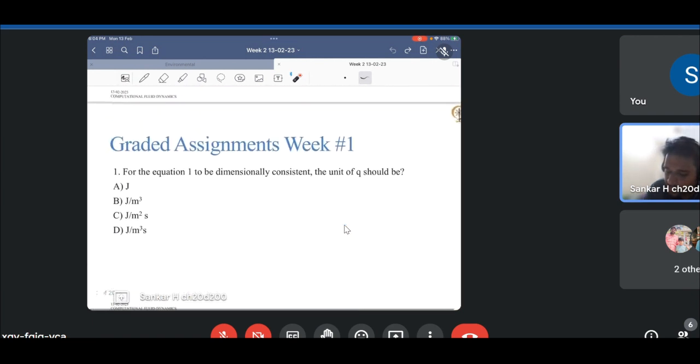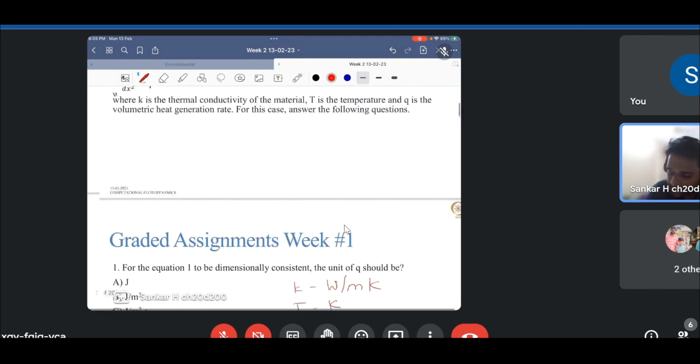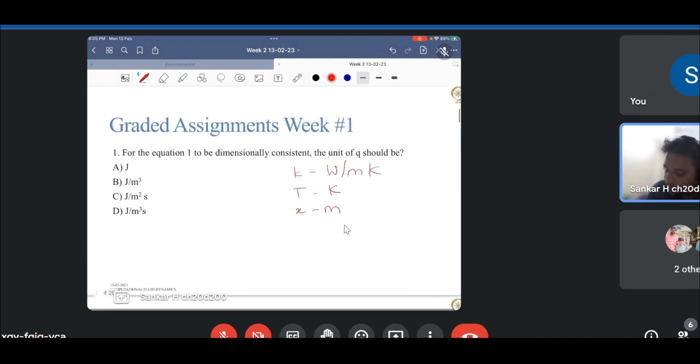The first question is, for equation 1 to be dimensionally consistent, what is the unit of Q? A similar question was done last week in this session. We know that the unit of k is watts per meter Kelvin, the unit of temperature is Kelvin, and the unit of length in d square T by dx square is meters. Let's assume everything is in SI units. So k into d square T by dx square should have the unit of joules per meter Kelvin second.